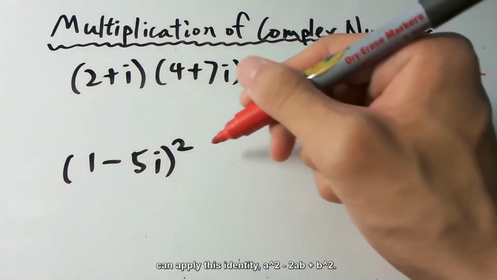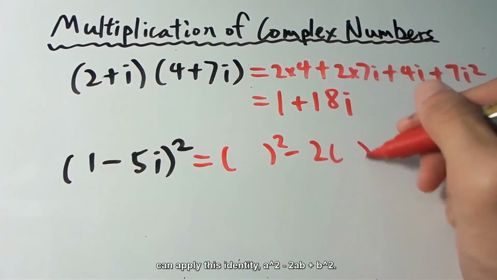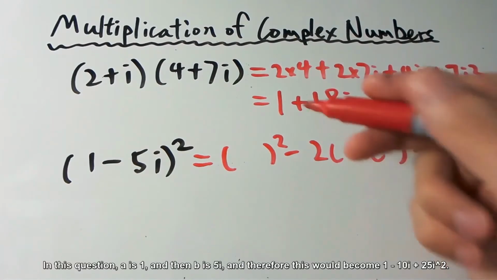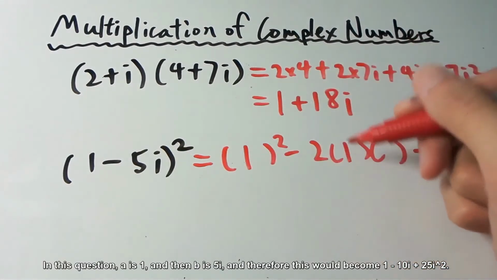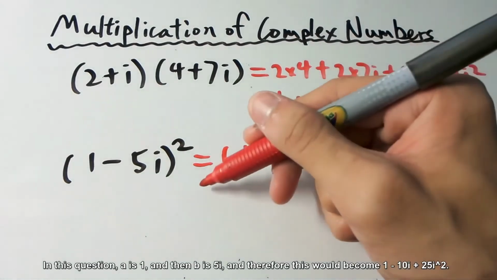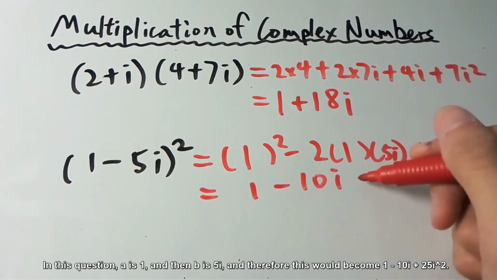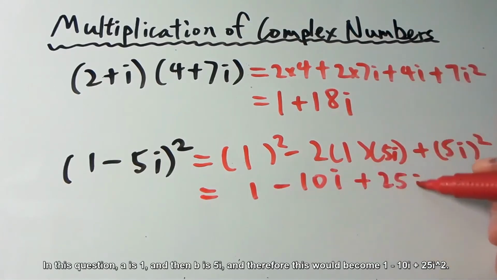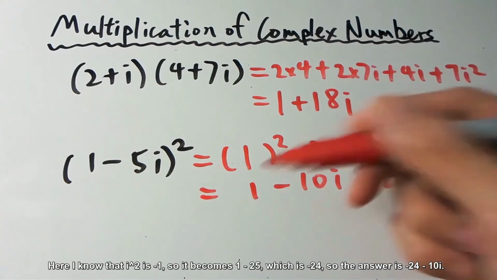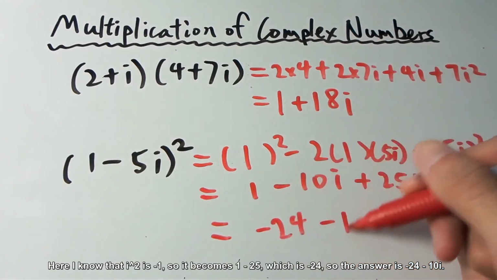And then in the second example, we can apply this identity: a squared minus 2ab plus b squared. In this question, a is 1, and then b is 5i. And therefore, this will become 1 minus 10i plus 25i squared. Here I know that i squared is minus 1, so it becomes 1 minus 25, which is minus 24. So the answer is minus 24 minus 10i.